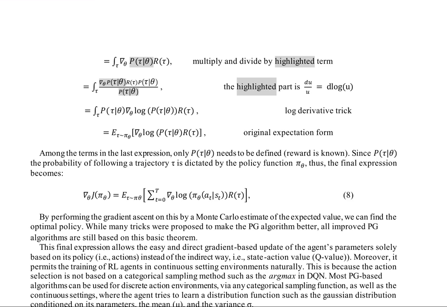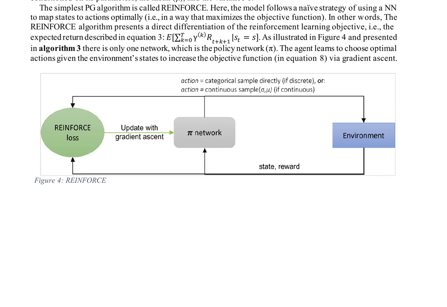This is achieved by applying the log derivative trick, transforming the expectation of the reward into a form optimized using gradient ascent. The resulting expression, nabla theta J(pi_theta) equals E[sum over t=0 to T of nabla theta log pi_theta(a_t | s_t) R(tau)], enables training reinforcement learning agents in continuous setting environments. The REINFORCE algorithm implements the policy gradient theorem, using a neural network to map states to actions optimally. However, it suffers from noisy estimates of the gradient due to unclear credit assignment.